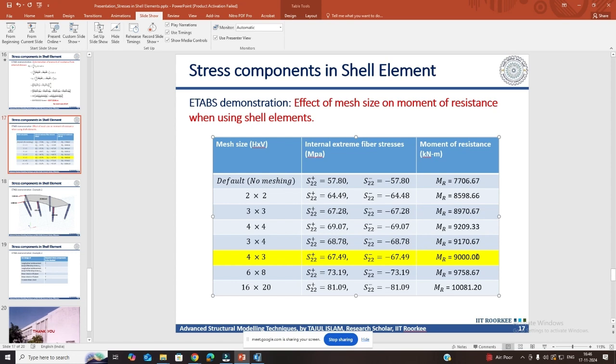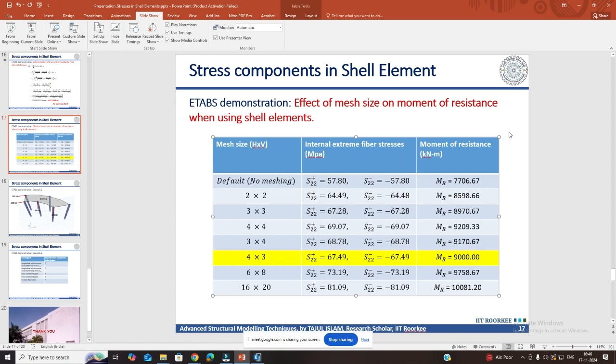There will be an appropriate mesh size for your structure, and the mesh size will vary from structure to structure, depending on how complex your structure is and what kind of element you are trying to simulate. So in short, the significance I want to put here is that whenever you are using shell elements, the result is always going to be mesh sensitive.